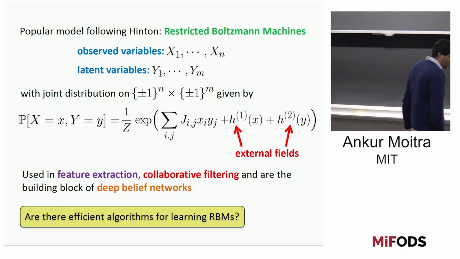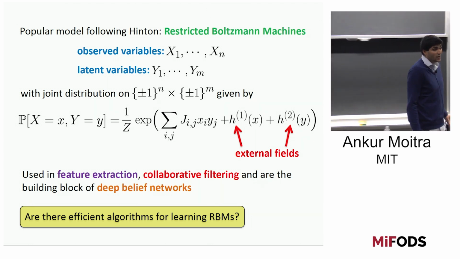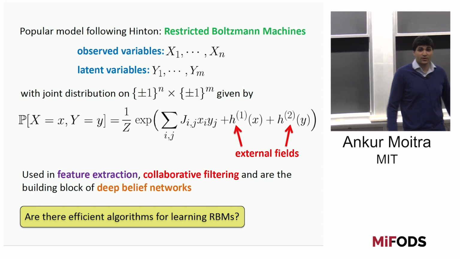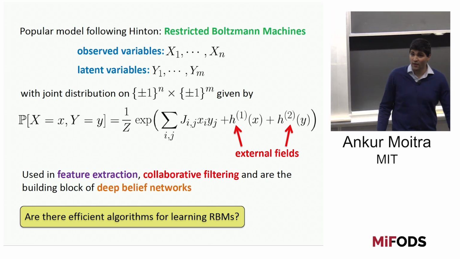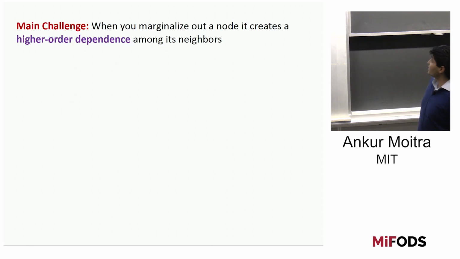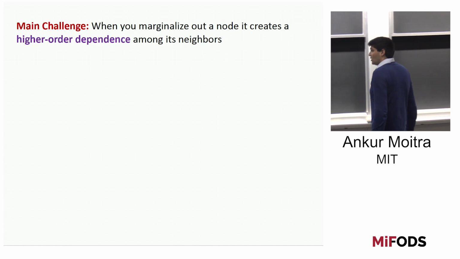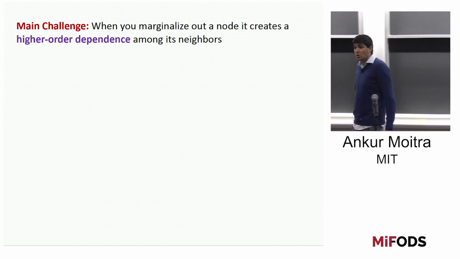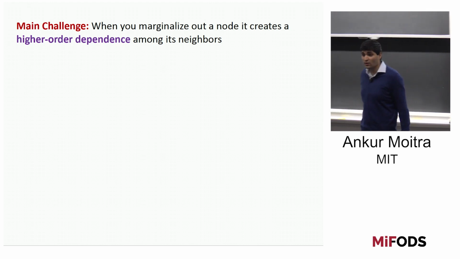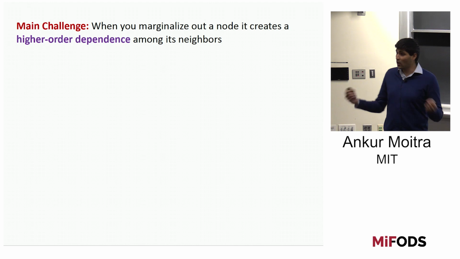Now, I'm not going to go too much into the details on that, but the first question I'm going to ask is, are there efficient algorithms for learning restricted Boltzmann machines? And as I warned you, this question is going to have a few layers. So in fact, there's going to be some complexities to this. So the first major obstacle when you talk about learning restricted Boltzmann machines or any kind of graphical model that you have unobserved nodes is that what happens when you marginalize out a node is you create much more complicated dependencies among its neighbors.